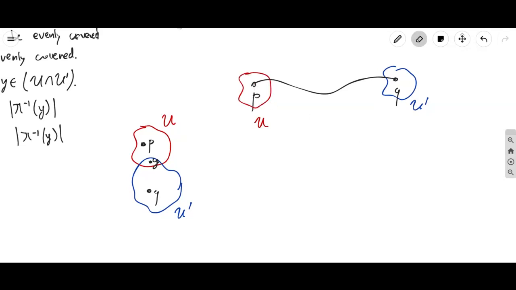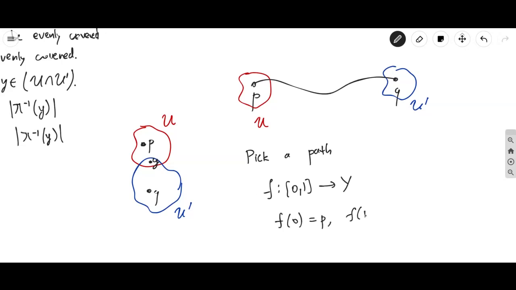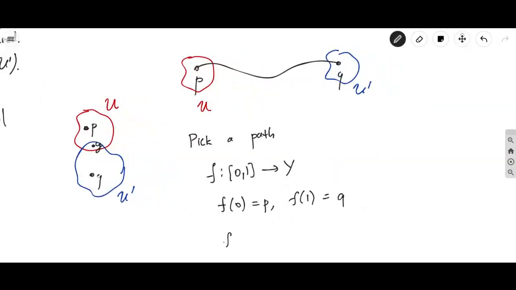The reason why I do not want to write out the details of this proof is because it uses a bit more point set topology, and this is not a class on point set topology. But just to give you an idea, you're going to pick a path f from [0,1] into Y. f of 0 is P, f of 1 is Q. And here you have to know some point set topology: you have to know that the image of this path is compact.